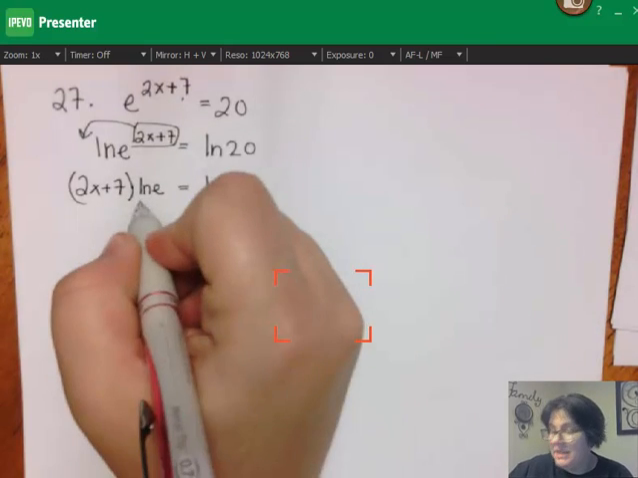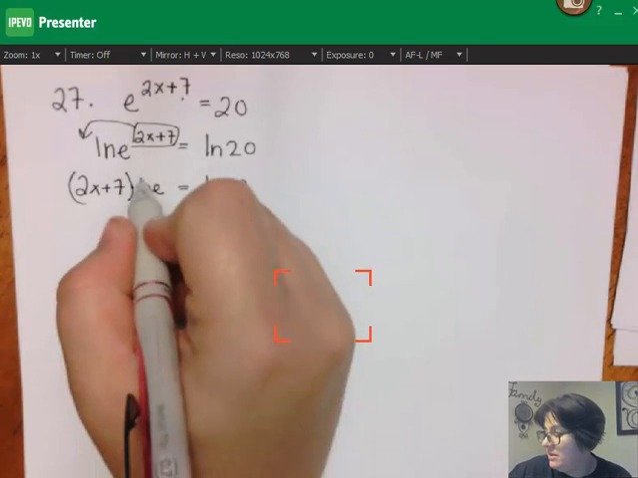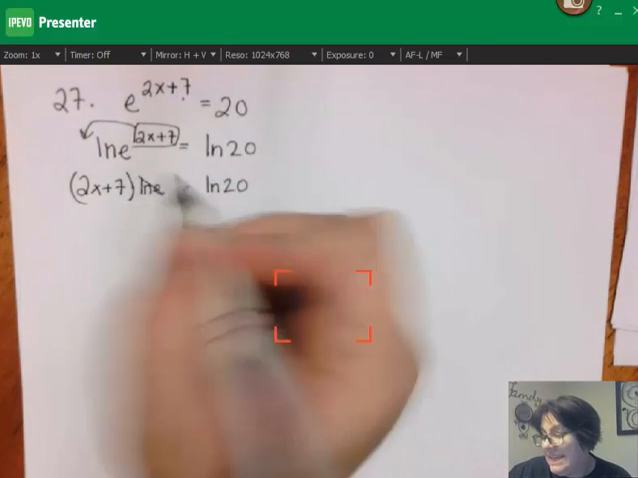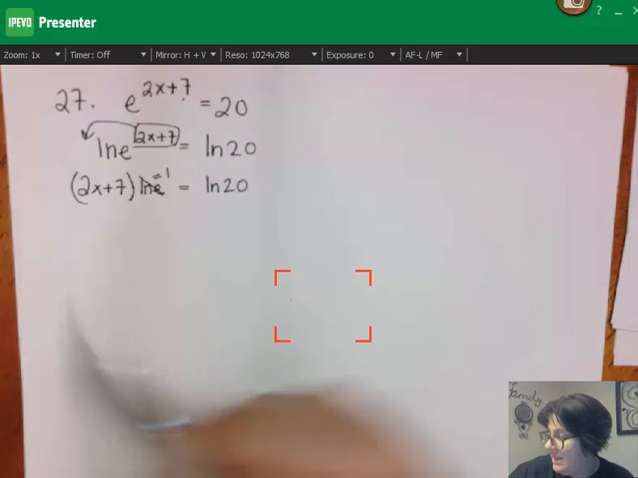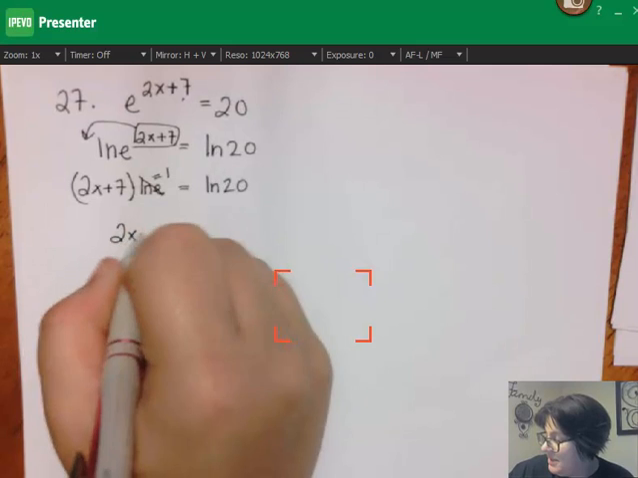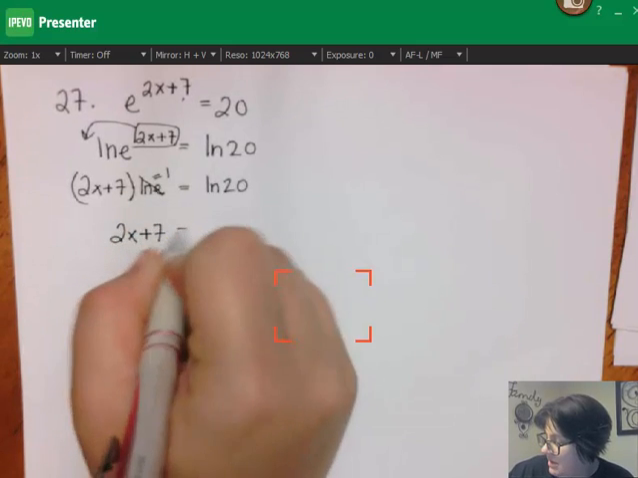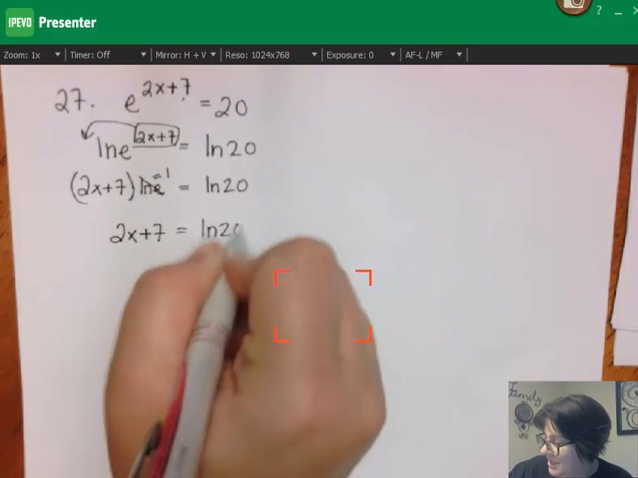Okay, but the natural log of E is 1. So this, I don't like saying cancels, but anyway, this equals 1, so you don't really need it. So you have 2x plus 7 equals the natural log of 20.